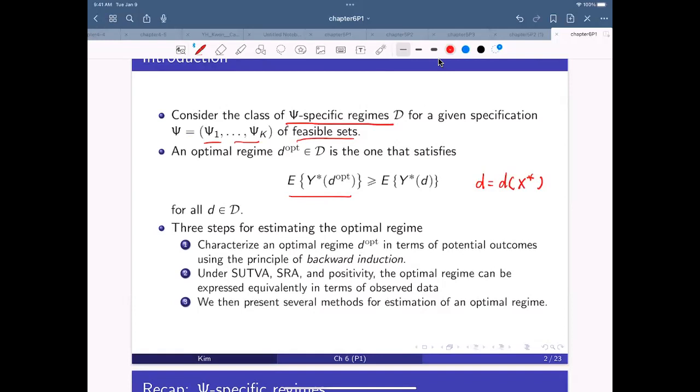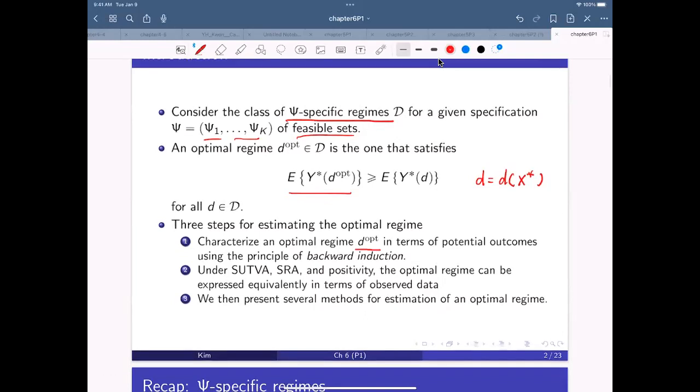Okay. Now, the idea is we want to characterize the optimal regime in terms of the potential outcomes using the principle of backward induction. Backward induction is how to find the optimal treatment regime when there's a sequence of decisions. So far we just considered a single decision, but now suppose you have multiple decisions over time, then what is the fundamental principle in that situation?